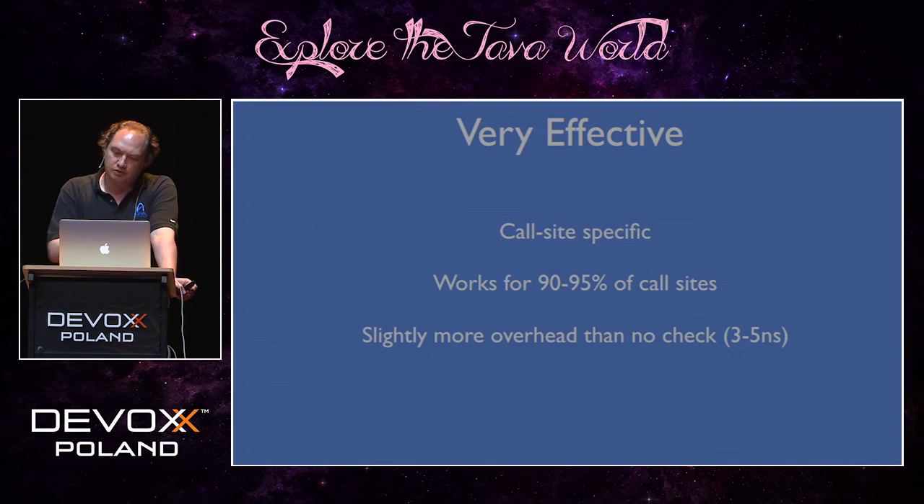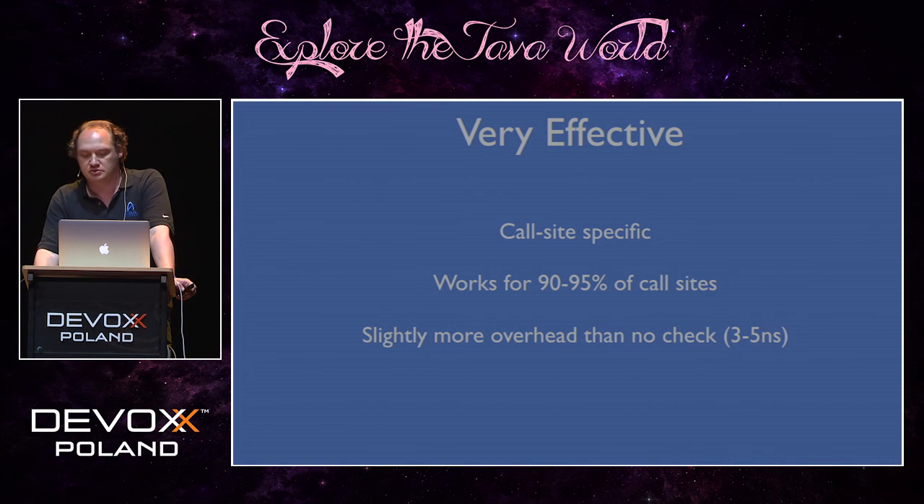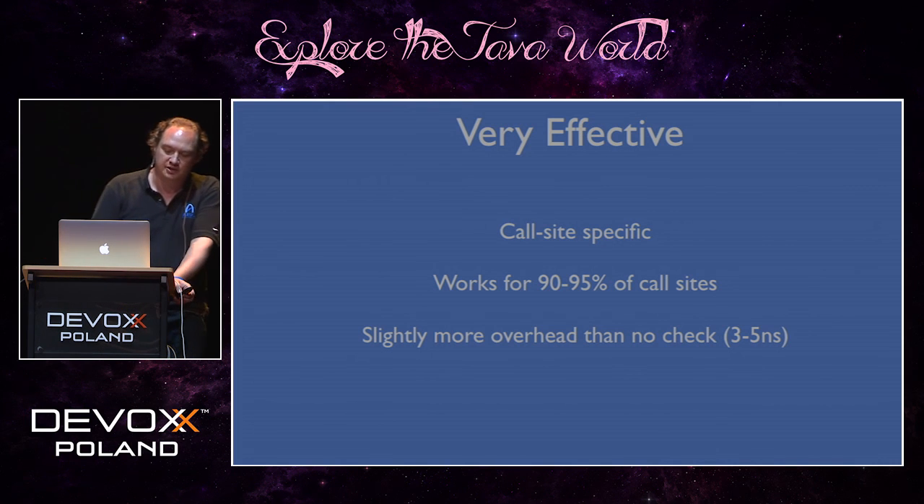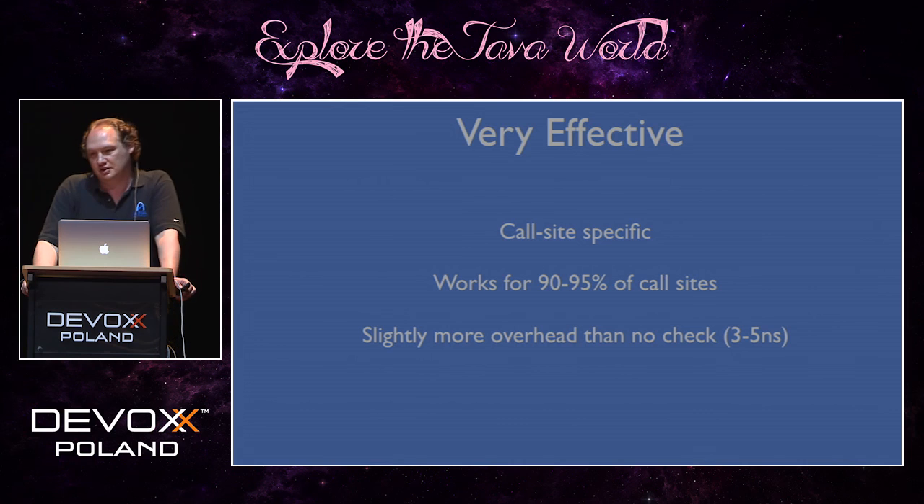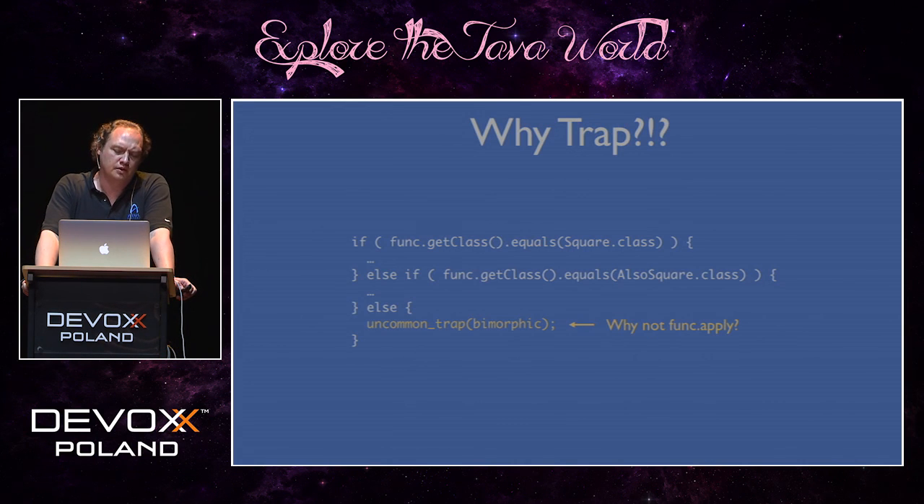This has slightly more overhead than the strategy from before. It's like 3 to 5 nanoseconds on this laptop, but it's still really fast. And getting rid of the call is a 10x win. But there's still something really odd about the example I just showed you. Why don't I just put a call down the else path? Why isn't that just a virtual call? Why do you trap and go back to the interpreter?